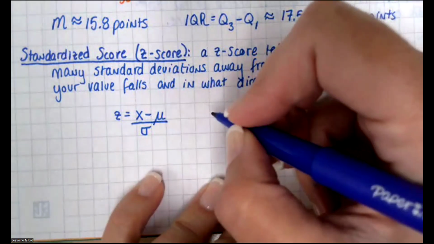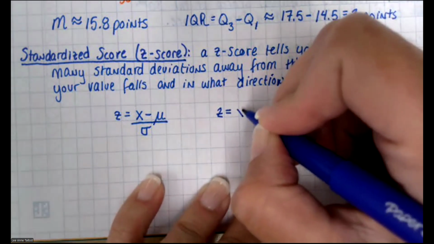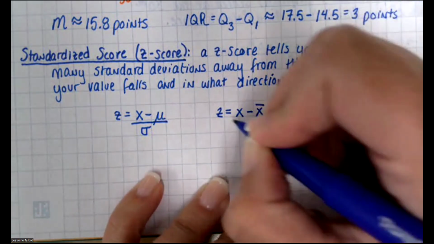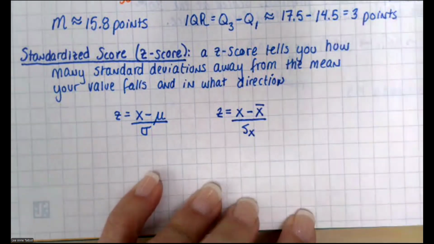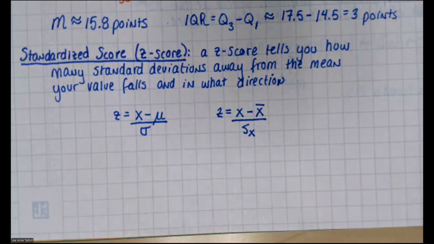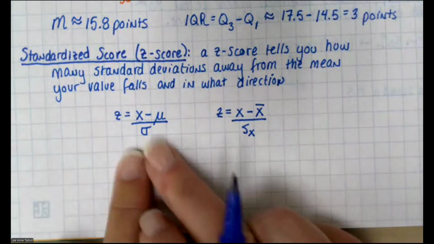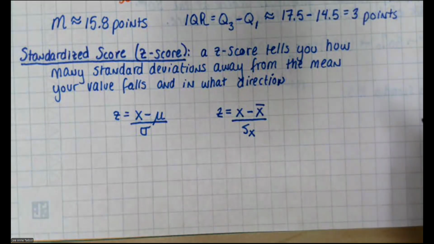Now, if you have a sample, it's a little different. You're using sample mean, which is X bar, and sample standard deviation, which is S of X. These two are exactly the same formula, but this one is for the whole population. This one is for the sample.